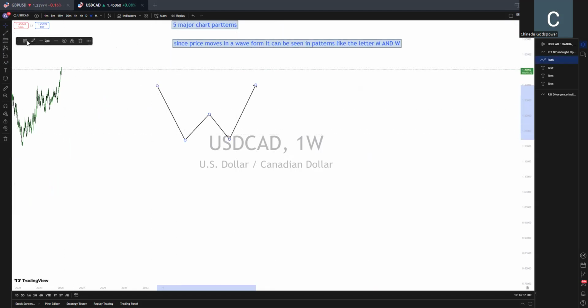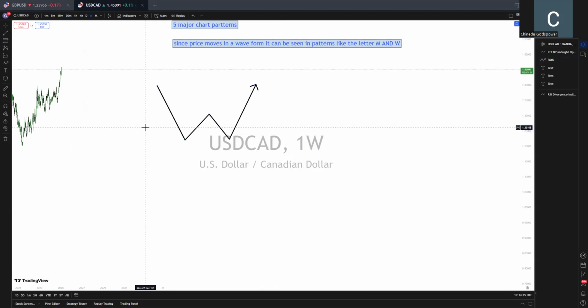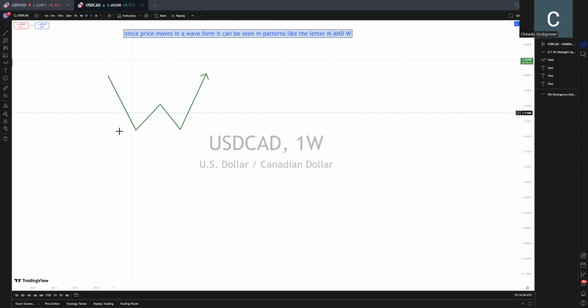So I'm going to make this thick. Let's use size 4. And let's leave it at black. No, let's use green so people can understand. Whenever we see green, we know it's going bullish, right? So this is what we're looking at. This is the W pattern. This is a bullish W pattern.